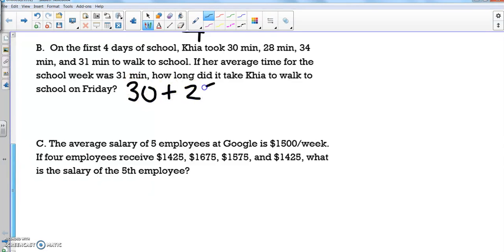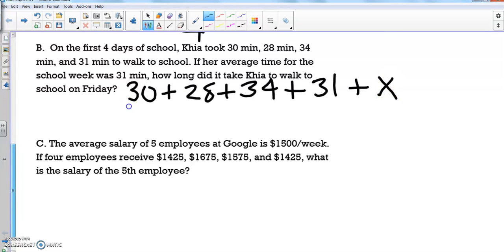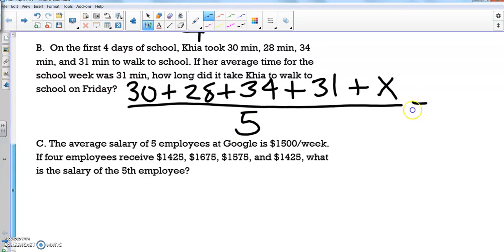Tuesday, 28 minutes. Wednesday, 34 minutes. Thursday, 31 minutes. And the last day, we don't know how long it took her on Friday, but we're going to figure that out. So she walked to school all 5 days, so you divide by 5. And it says that her average, if I added them all up, divided by 5, her average was 31.